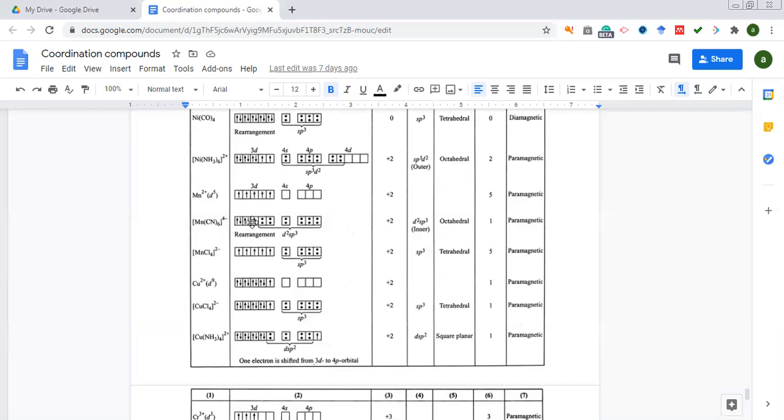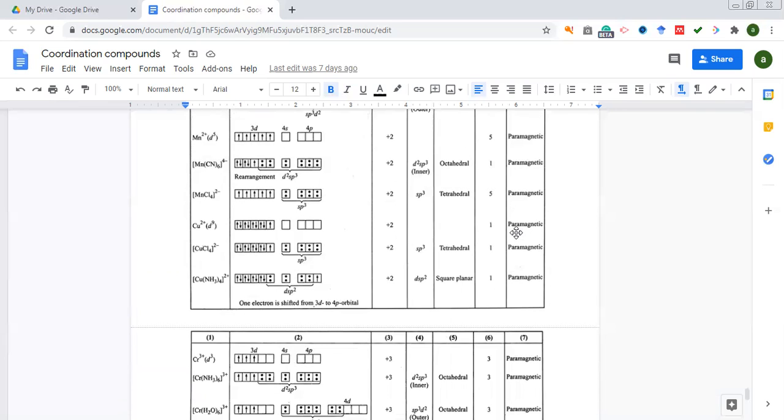And next, how many unpaired electrons does it have? 1. And what will be the nature of magnetism? Paramagnetic. And next, second example is MnCl4 2 minus. So the coordination number of this complex compound is 4. That means manganese again has to provide how many vacant orbitals? 4 vacant orbitals. And what will be the charge? Mn plus 2.